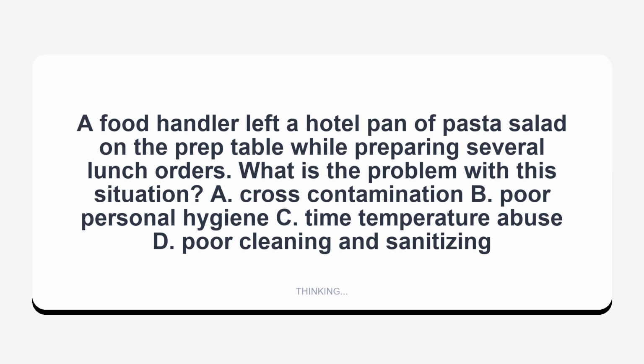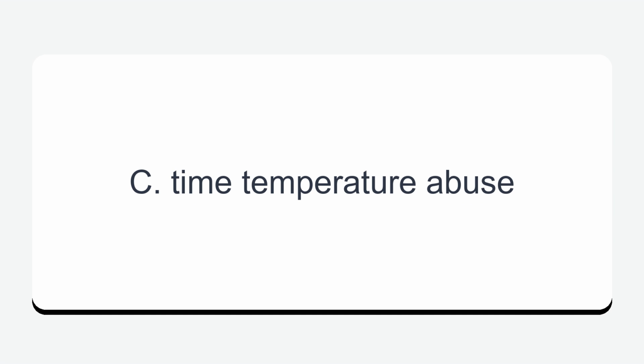A food handler left a hotel pan of pasta salad on the prep table while preparing several lunch orders. What is the problem with this situation? A. Cross-contamination. B. Poor personal hygiene. C. Time temperature abuse. D. Poor cleaning and sanitizing. C. Time temperature abuse.